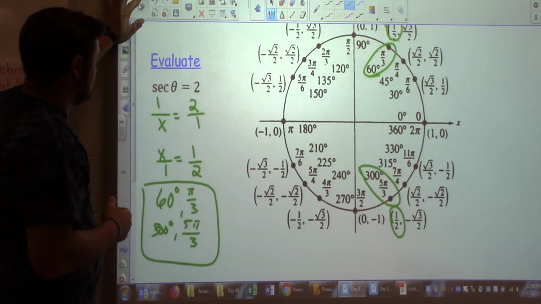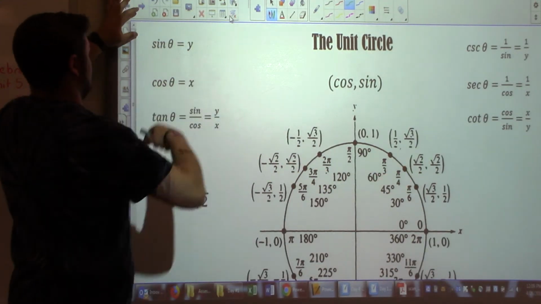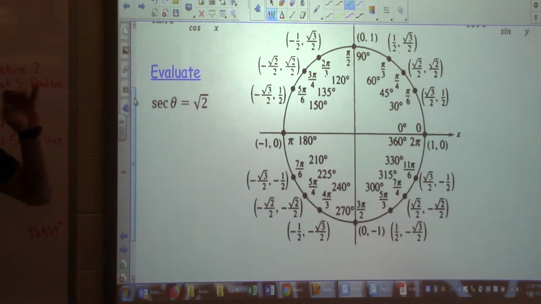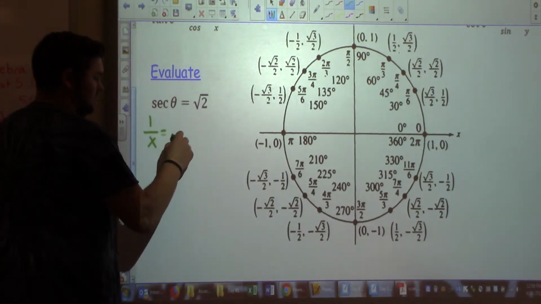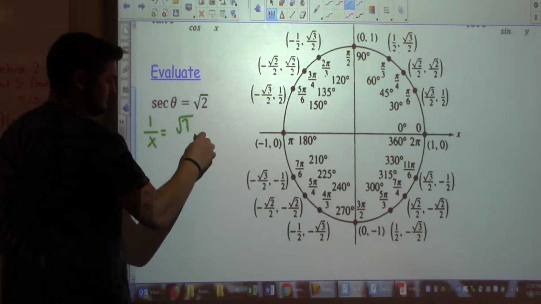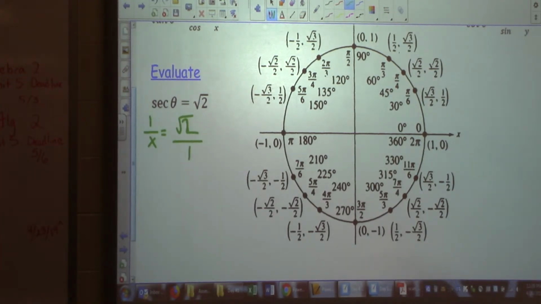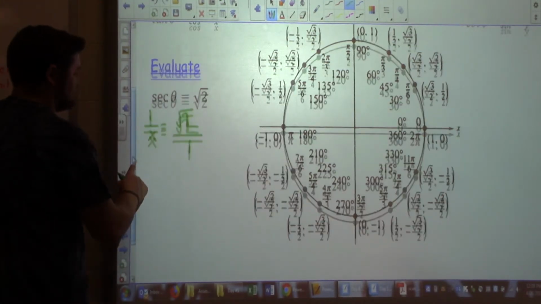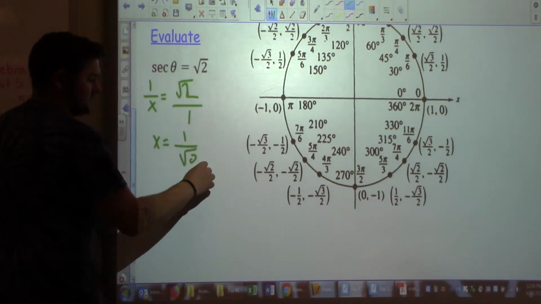We said next one was going to be last one, right? Secant theta equals square root of 2. So I'm going to do the same thing I did in the last problem. We said secant theta equals 1 over x, equals square root of 2. And I'm going to put it over 1, because square root of 2 is the same as square root of 2 over 1. I'm going to flip it, find the reciprocal so that I can find x. X equals 1 over square root of 2.